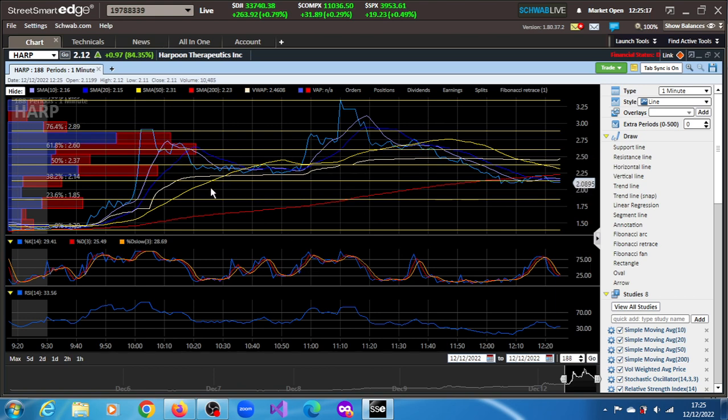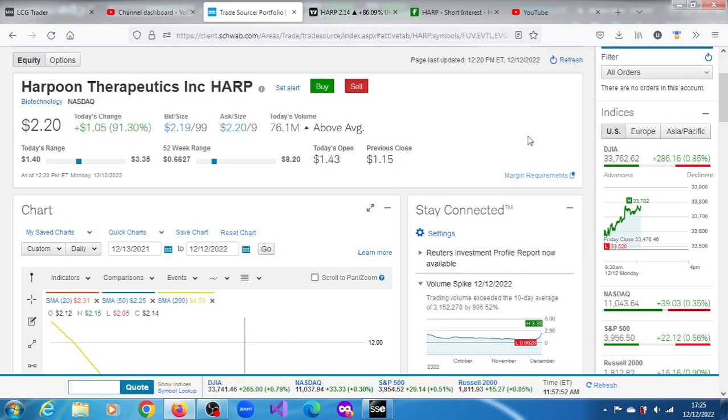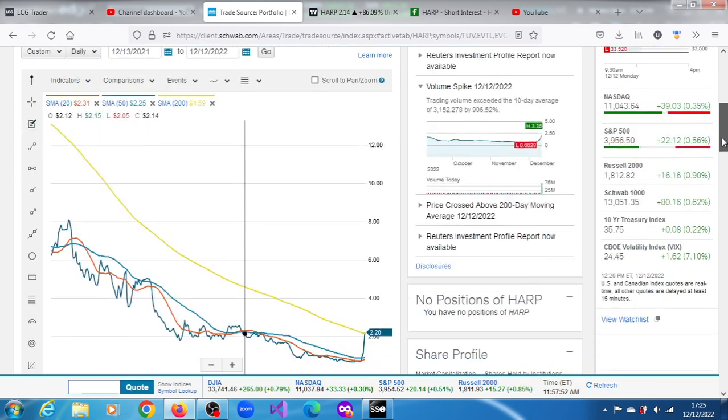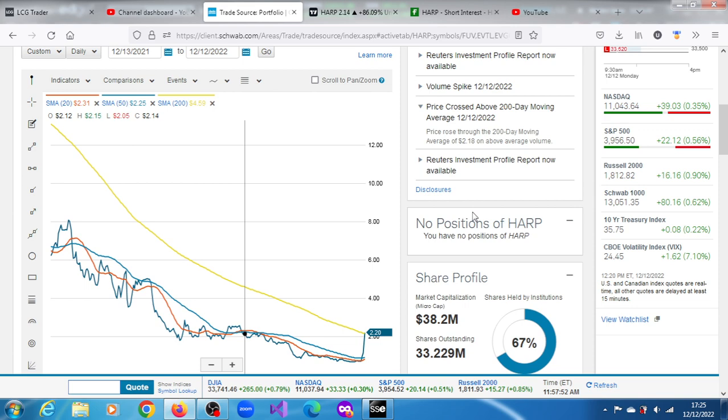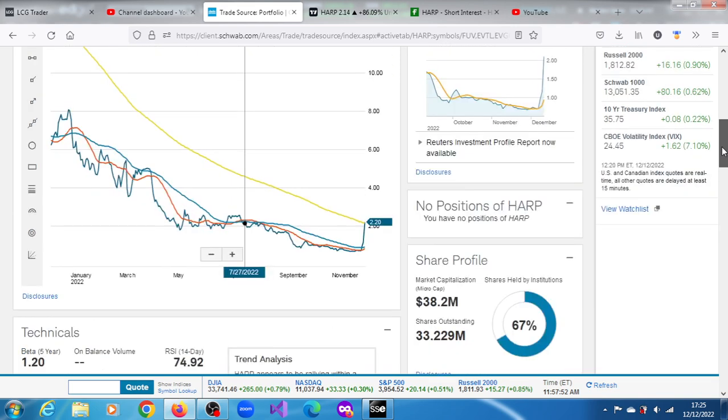So HARP stock, Harpoon Therapeutics, is on the move in this regular session of the 12th of December 2022. They have disclosed some positive data from the tests they've been pursuing. Let's get more about the stock. You can see the trading volume exceeded the 10-day average of 3.152 million by 906.5% in this regular session. Also, the price crossed above, at some point, the 200-day moving average of $2.18 on above-average volume.